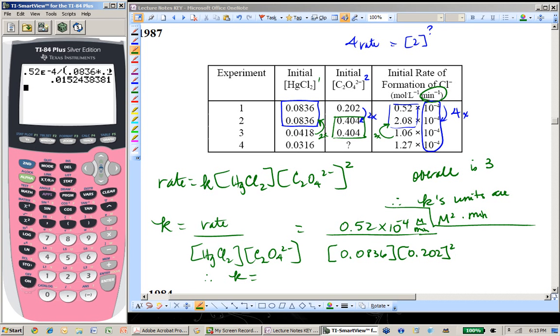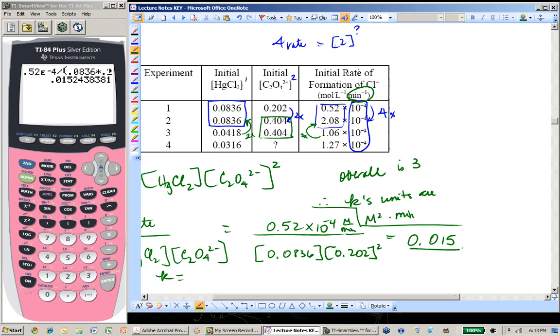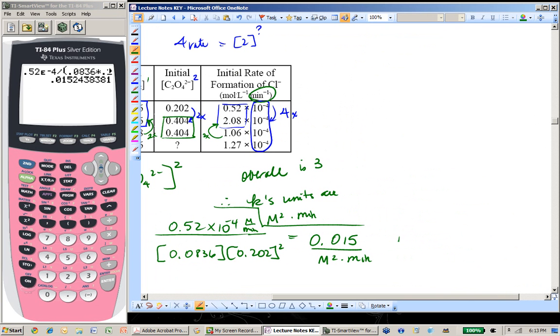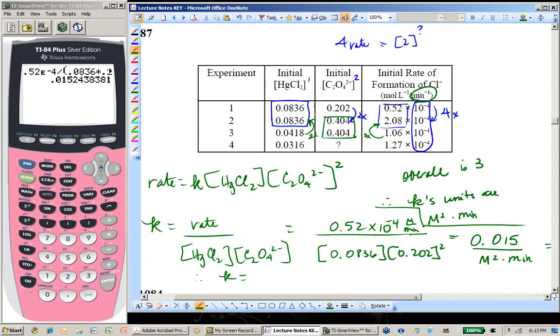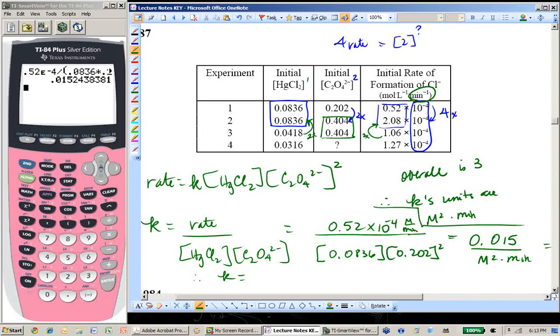Double check and make sure that's right. Yes, it is. I love it when I get the right answer. 0.015. And we already determined its units. It's molarity squared minute. If you don't like the fraction thing, 0.015 M to the minus 2 minute to the minus 1, if that's how your book does it. Put it in any form, any equivalent form you would like. I won't be mad at you.